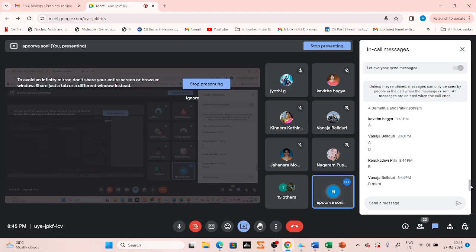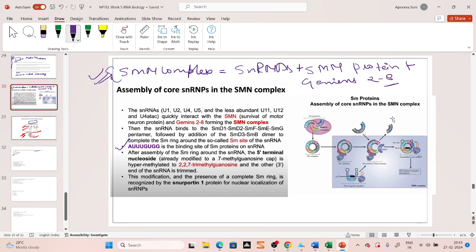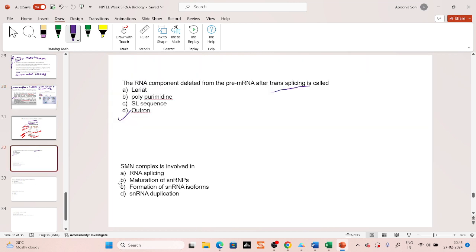But the correct answer is B, that is maturation of snRNPs. You can see here the assembly of core snRNP in the SMN complex. So basically the SMN complex is required for the assembly of the small nuclear ribonucleoproteins, that is snRNPs. They assemble in the SMN complex and get matured over here. So the correct answer is B.